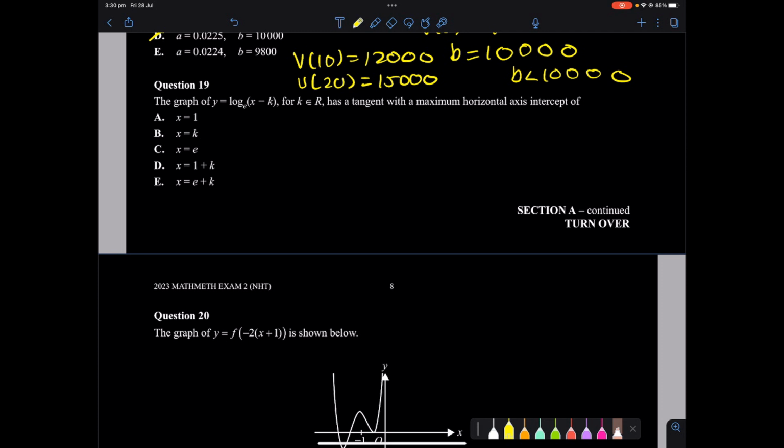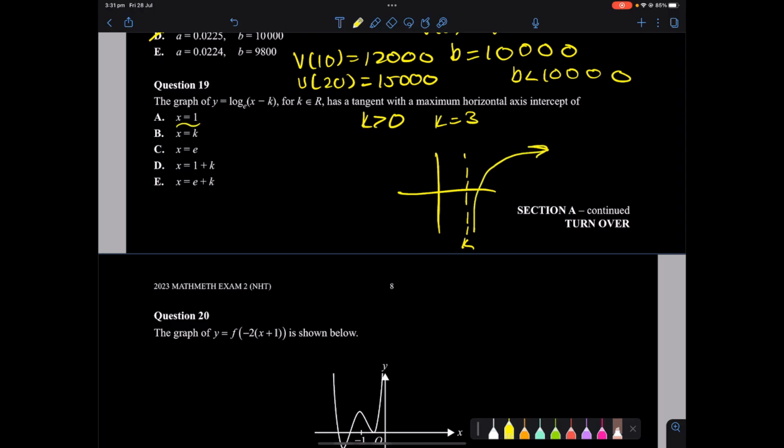Question 19. The graph of y equals this, for k an element of the reals, has a tangent with a maximum horizontal x-intercept. Okay. So k is an element of all reals. So let's say that k right now is a positive value. So let's say k is 3. If I'm going to sketch this, it'll be the asymptote, which will be over here. So let's say this is your value of k, and the graph will look like this.